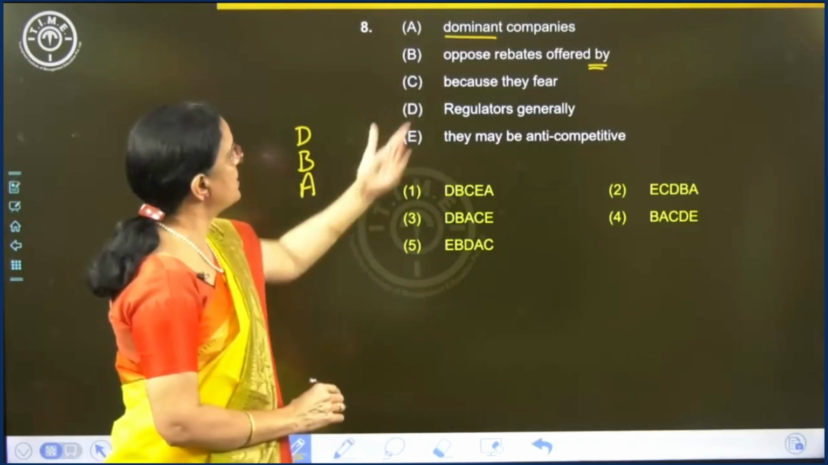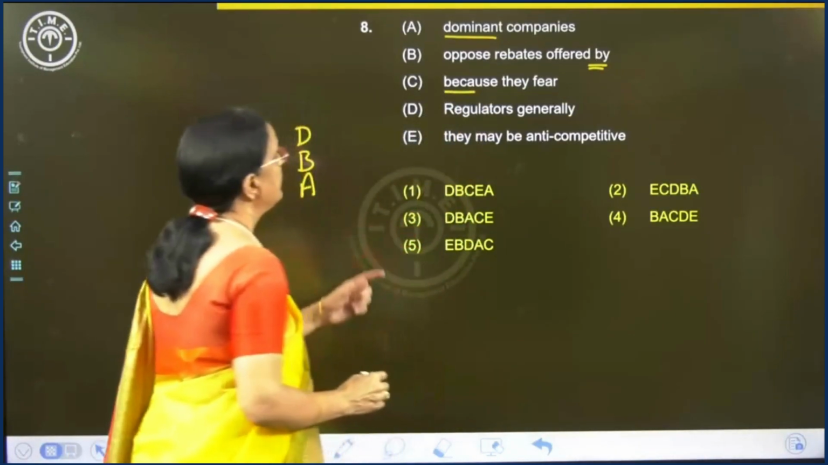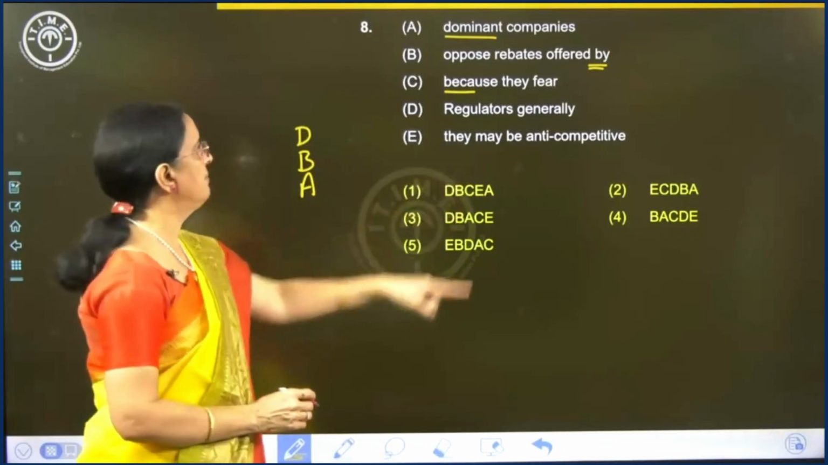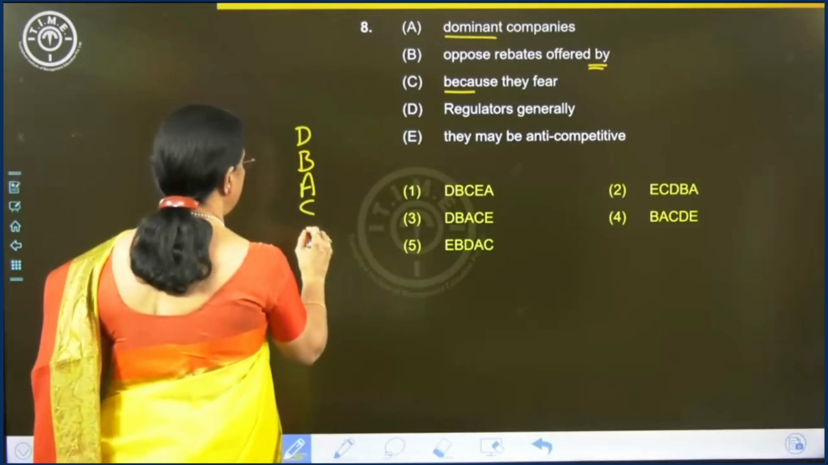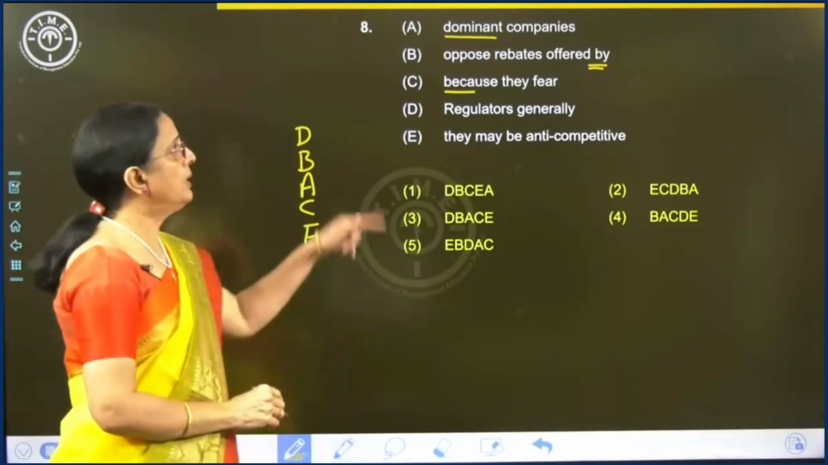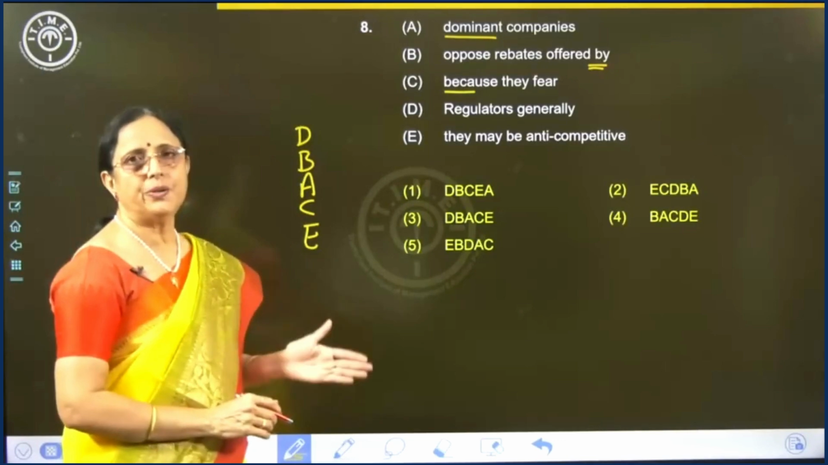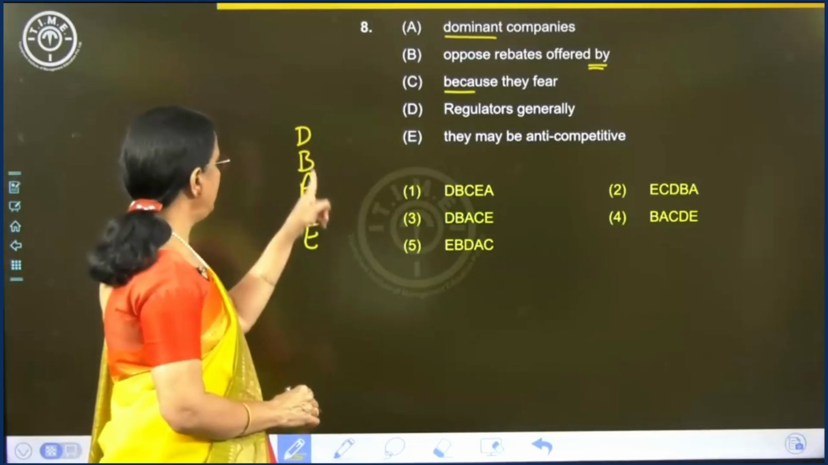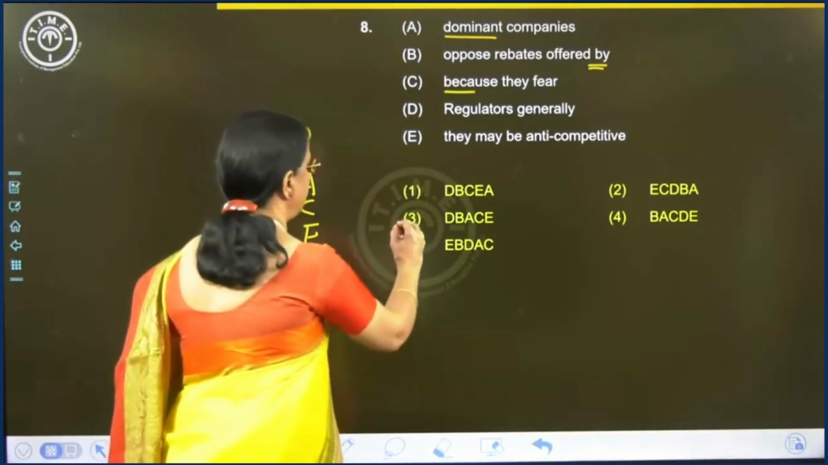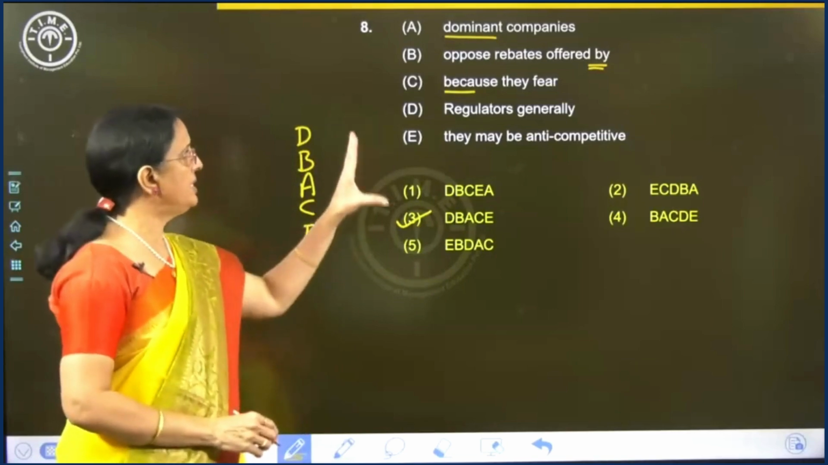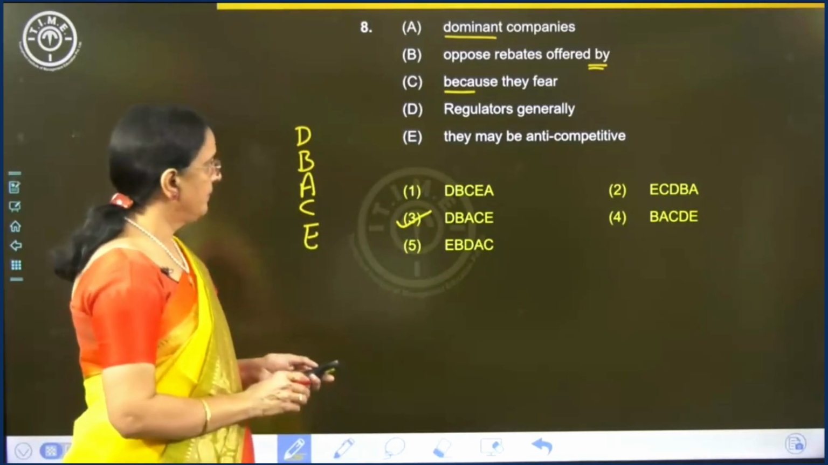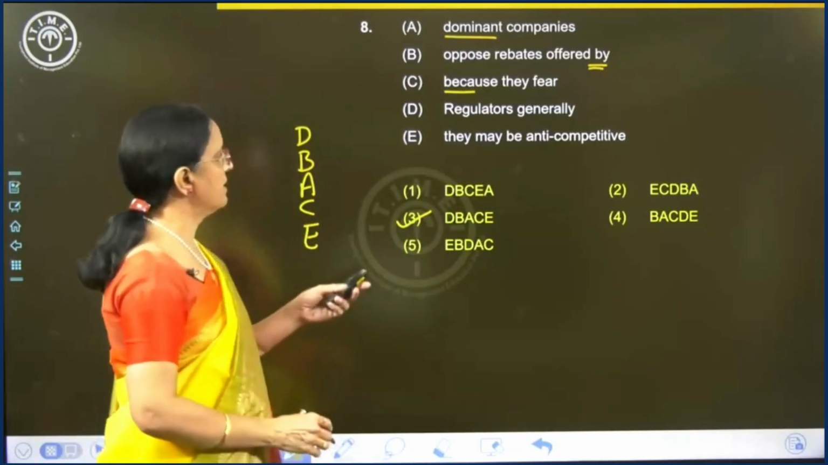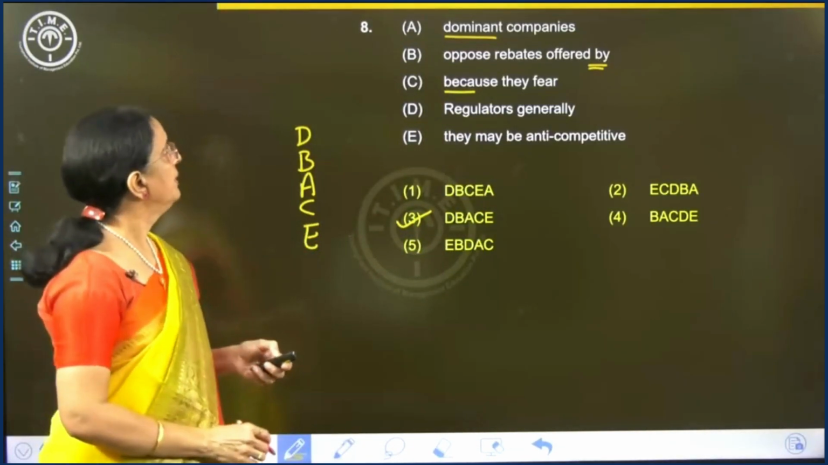Why do they oppose that? Because reason is given. They feared they may be anti-competitive. So, C, E. Who are these regulators? Those who keep a watch on the businesses and the companies. So, D, B, A, C, E. Where is that? 3. That's a straight answer. Very simple and straight. Clear? Because there is no chance of dominant companies start with because and so on. Done? Next sentence.